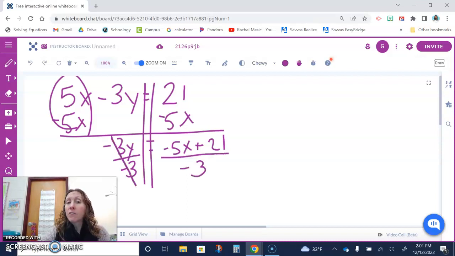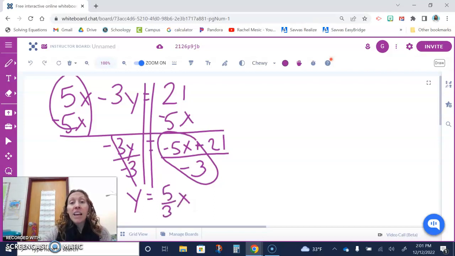Anything divided by itself is 1. 1y is just y. We have to divide both terms by negative 3. So if we divide this one by negative 3, we will get 5 thirds x. And when we divide positive 21 by negative 3, we will get negative 7.